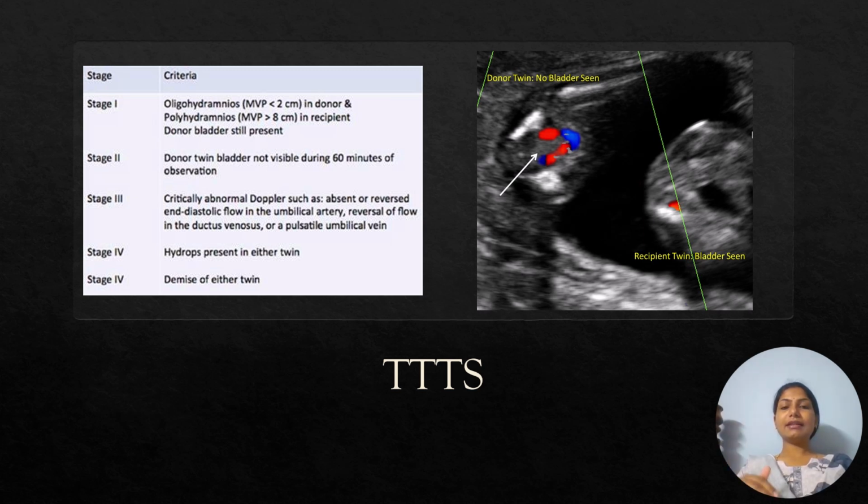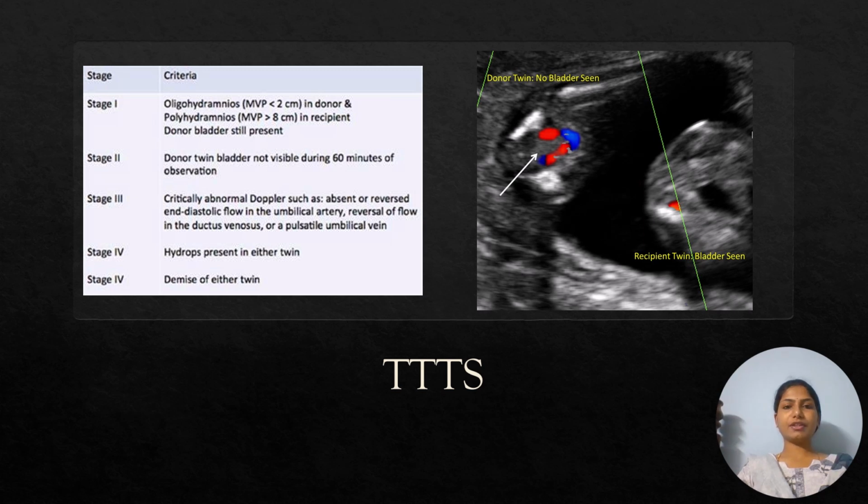In stage 3, there is critically abnormal Doppler, especially absence or reversal of end-diastolic flow in the umbilical artery, reversal of flow in the ductus venosus, or there might be a pulsatile umbilical vein. In stage 4, there is hydrops of one or either twin. In stage 5, there is demise of either twin. So based on this, we have to classify, and in stage 1, we can go for expectant management and serial ultrasound.